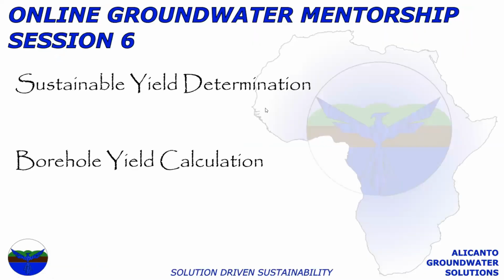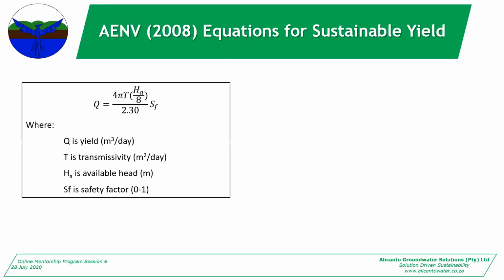Okay, so first step we're going to do is the borehole yield calculation, which is from your pump test data. So I've done my pump test, and now I want to determine what recommended pump yield I should use for the borehole. So there are equations for the sustainable yield by the AENV. These are quick and dirty calculations.